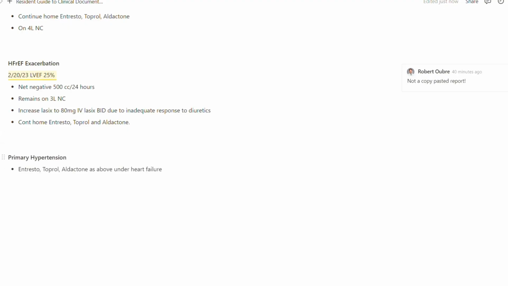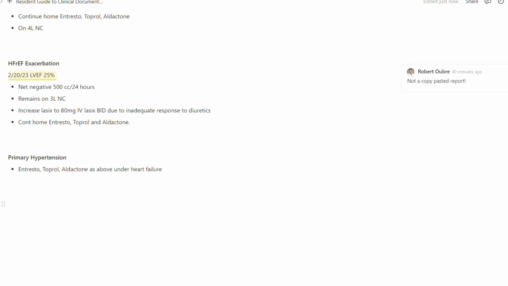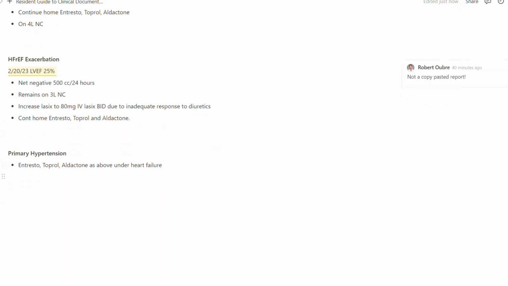And so I just added down here my other problem, primary hypertension. I have Entresto, Toprol, Aldactone as above under heart failure. So if I end up holding one of these medications or reducing the dose or whatever, I'm going to do it here, and then this is always true. I don't have to update it multiple times if I'm not going to have two different statements in the same note.